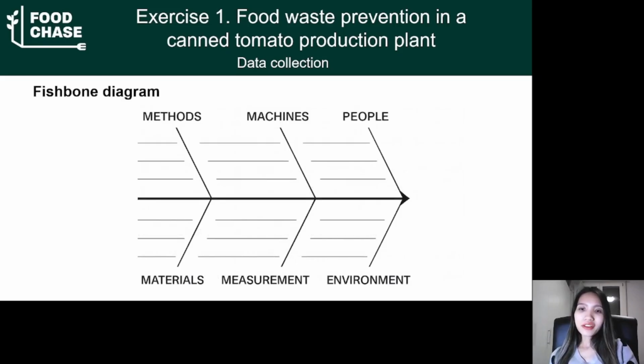So this is the template fishbone diagram. You can also find this diagram in the manual. There are six main categories of causes, which include methods, machine, people, which could be employee or consumer, depending on the context, materials, measurement, and environment.